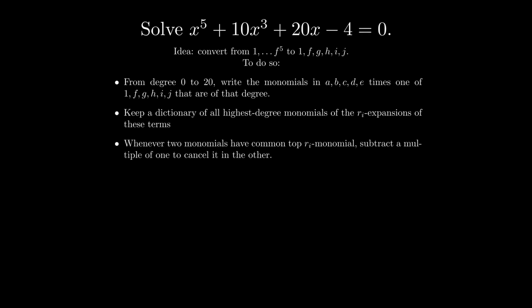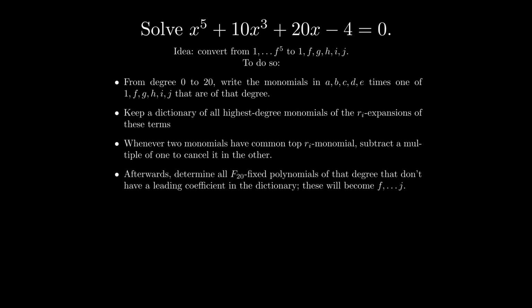So we build this dictionary whose keys are monomials in R1 through R5. But inevitably, there will be some overlap, so if two expansions of A through J polynomials have the same top monomial, we just subtract one from the other, and repeatedly do so until it's unique again. We'll see how this works in practice a bit later. Then, once we've constructed the whole dictionary, if there's a leading monomial that isn't hit by anything, that's how we'll build up the polynomials that become F through J.